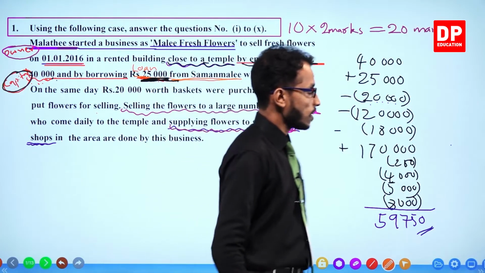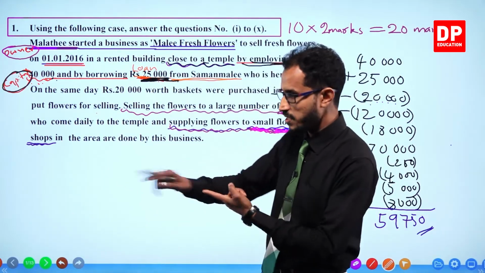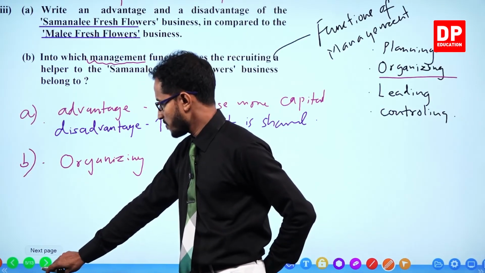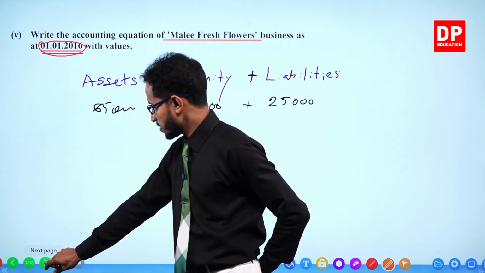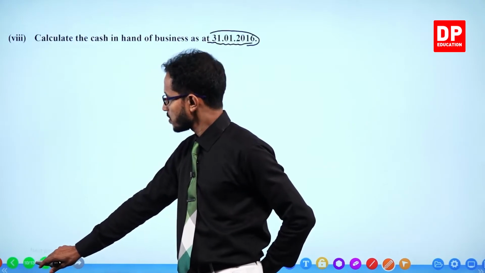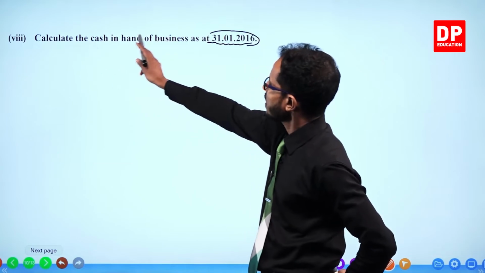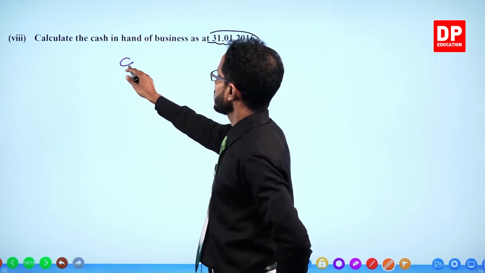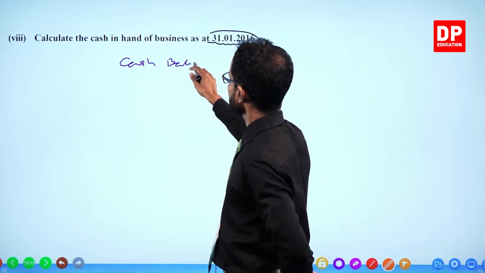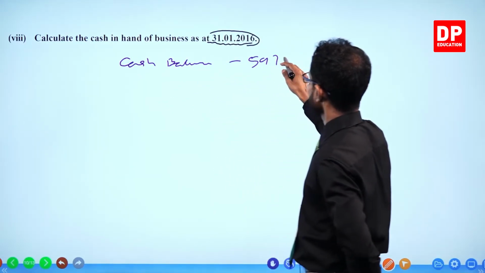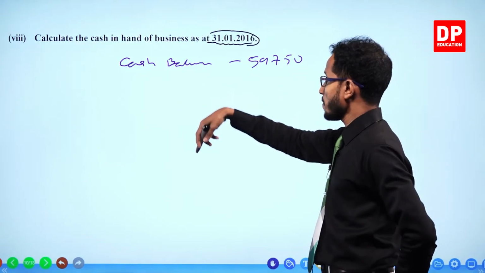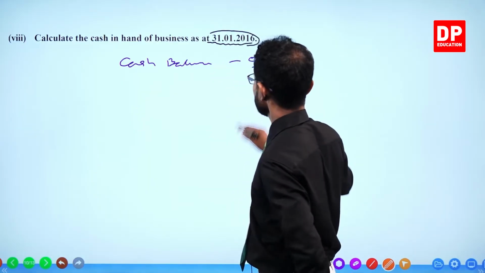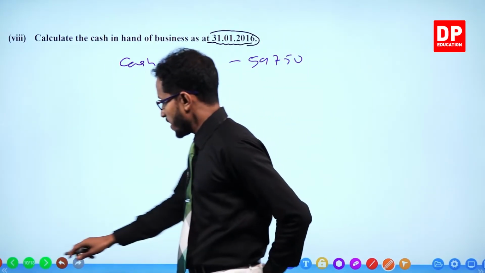All right. Add the cash incomings and subtract the cash outgoings. 59,750. We must write that for the 8th question. Calculate the cash in hand as at 31st, with cash balance 59,750. You must do the addition here. Okay, I did the addition down that page. Next question.